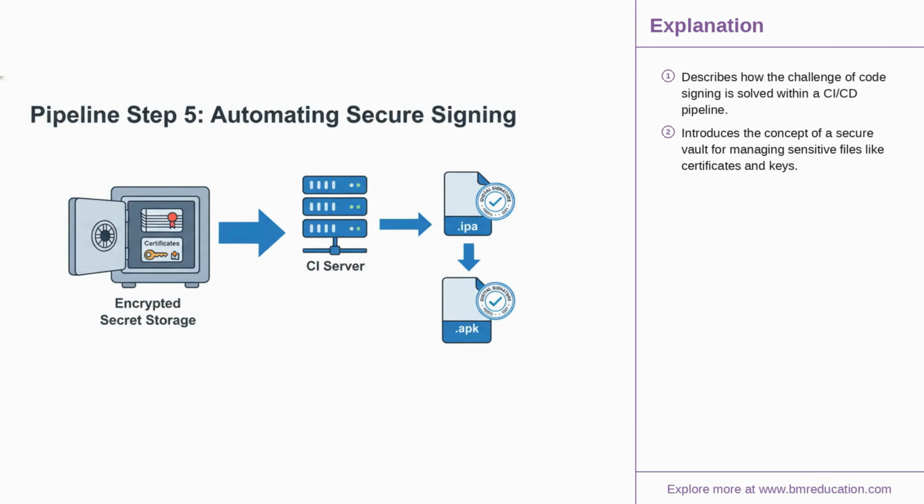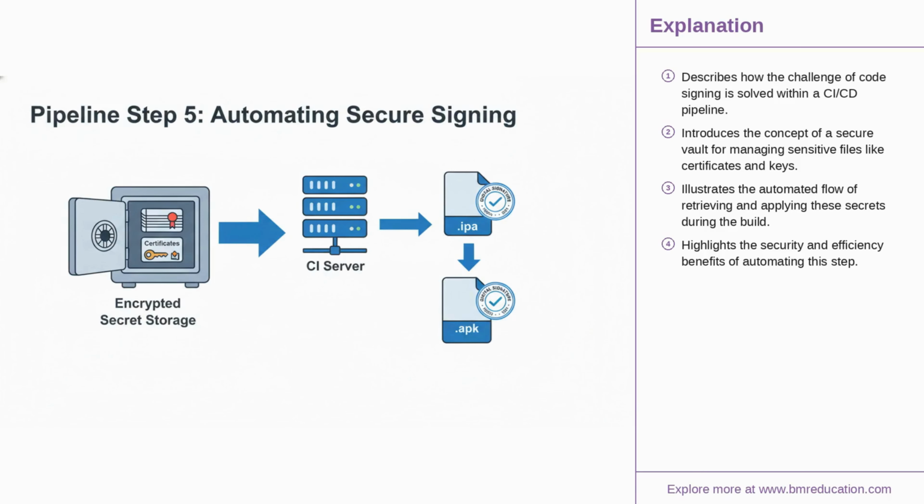Handling these sensitive signing files manually is risky and inefficient. In a CI/CD pipeline, this process is automated. The signing certificates and keys are stored securely in an encrypted vault. During the build process, the CI server is granted temporary, secure access to these secrets to sign the application automatically.